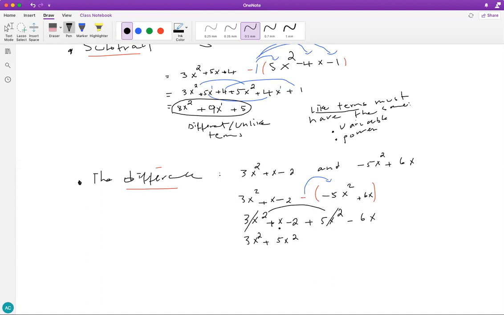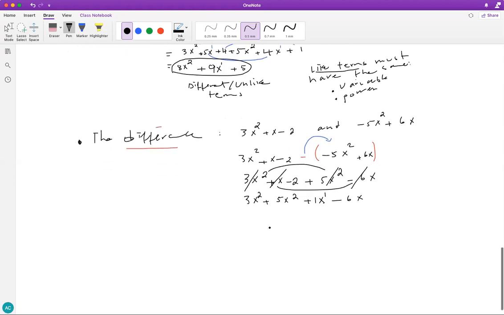What else? Then plus x and minus 6x. So we have positive x. So we continue as positive 1x. So then it's an invisible 1 for that. The power is also invisible as 1. And next to that, we're going to bring negative 6x, the like term, negative 6x. And so that term is done. This term is done.